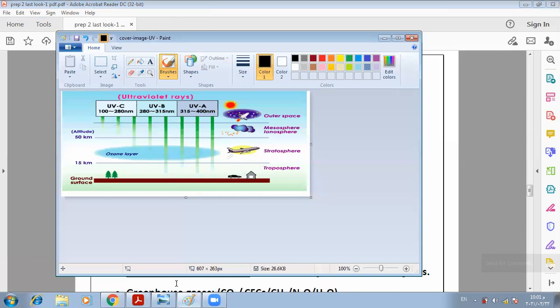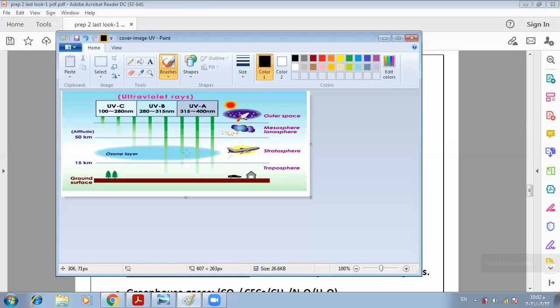UV rays are formed of 3 types: near, medium, and far. Imagine with me here the earth surface, the ground surface, then the troposphere, stratosphere, mesosphere, thermosphere, and outer space. Coming from the sun, ultraviolet rays, as we said, are near, medium, and far. Near means it reaches the earth.